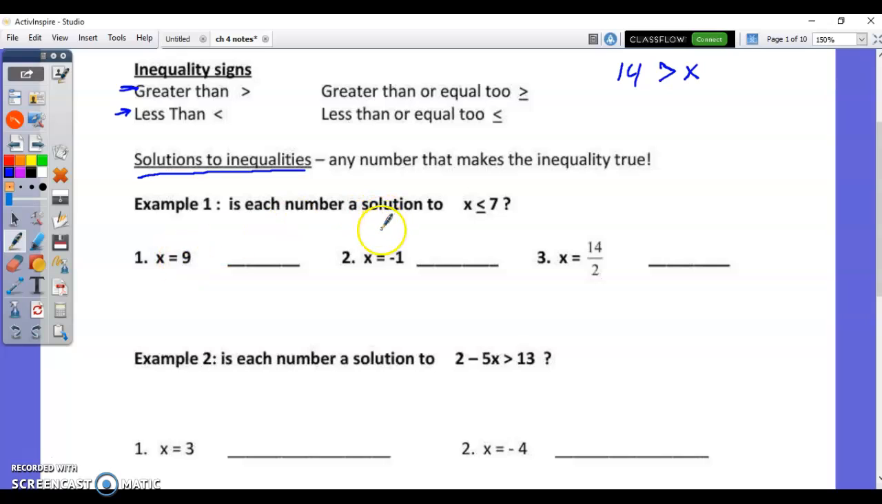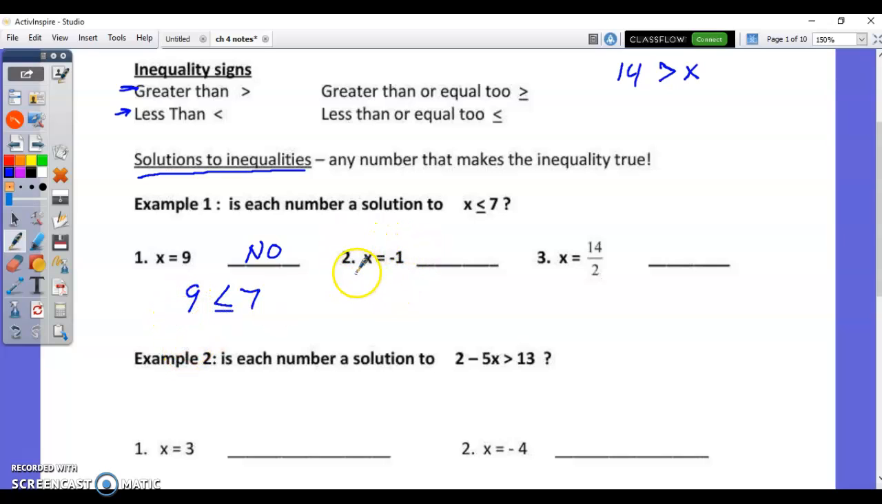If I substitute 9 in for x, is 9 less than or equal to 7? It doesn't mean it has to be both less than and equal to. If it's equal, it's true, and if it's less than, it's true. So is 9 less than or equal to 7? The answer would be no. If it was 7, it would be true because 7 is equal to, or if it was anything less than 7, meaning 6, 5, 4, 3, then it would be true.